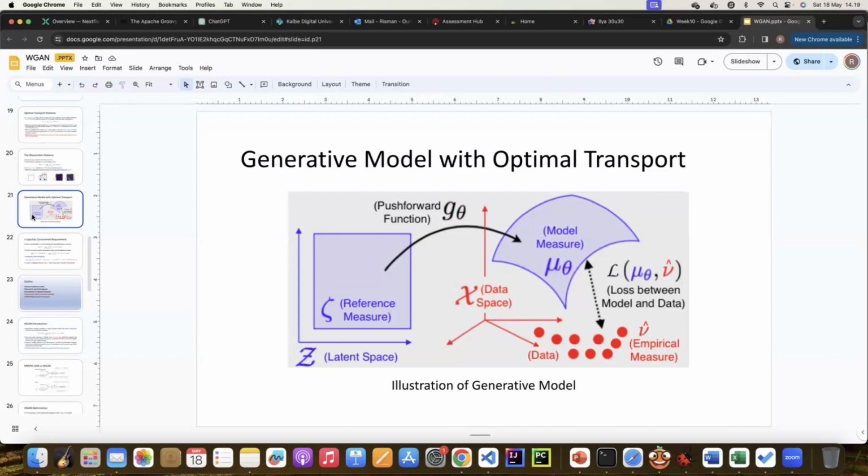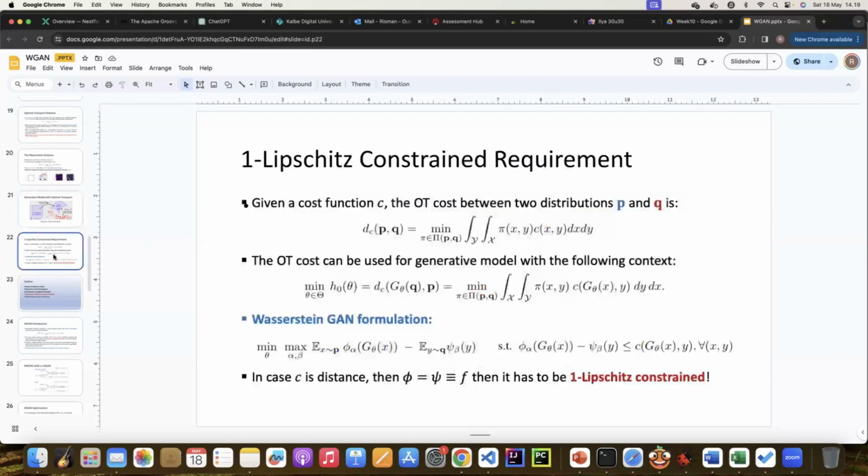And then from real data, we only have the samples. We call it nu, the red color here. So we say the distance between mu theta, which is parameterized by theta, and nu is defined by the loss between the model and data. So the loss is defined as a function of mu theta and nu. And here, for the loss, we can use Wasserstein distance. So the distance between the two distributions, mu theta and nu, is defined by Wasserstein distance.